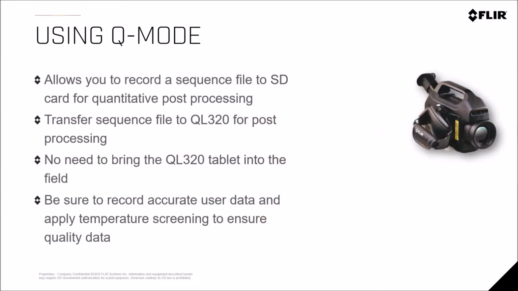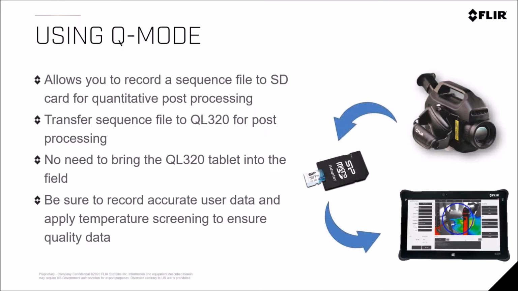When you're using the Q mode, huge advantage here is you can record the sequence. It's a regular specialized sequence file that we would have on the camera. You can transfer that very simply with an SD card. You can, if you had an SD card adapter in the camera and a micro SD card in that adapter, the QL320 will take an actual micro SD card directly in from the camera. You don't have to take the tablet into the field. You can process it in the truck when you're done with this site location's leaks, or you can process it in your office when you're done for the day.